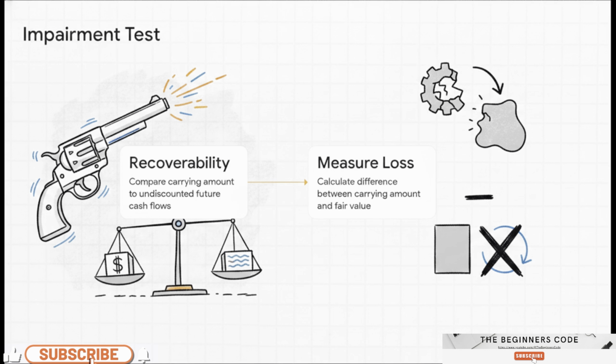Okay, so a trigger is pulled. What now? You execute this two-step impairment test. Step one is the recoverability test.